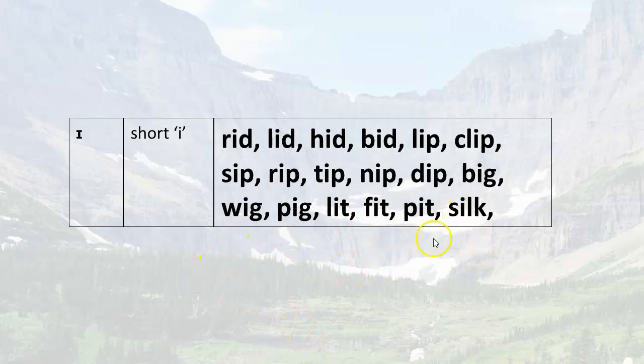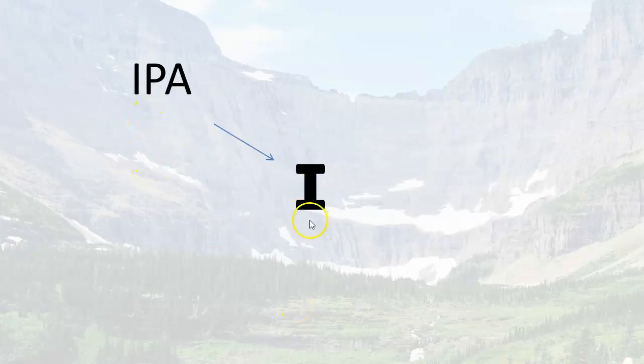Try repeating this several times and your pronunciation will begin to flow. Rid, lid, hid, bid, lip, clip, sip, rip, tip, nip, dip, big, wig, pig, lit, fit, pit, silk. Remember, E. So this is your new IPA symbol.